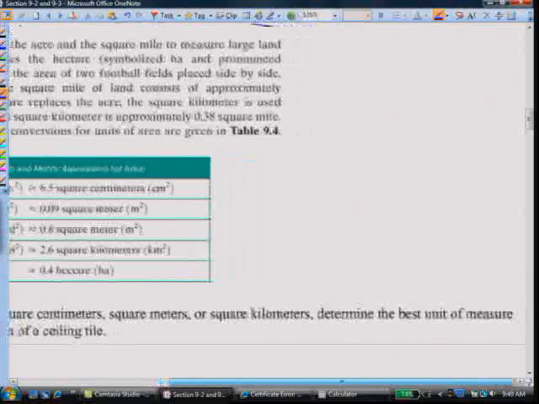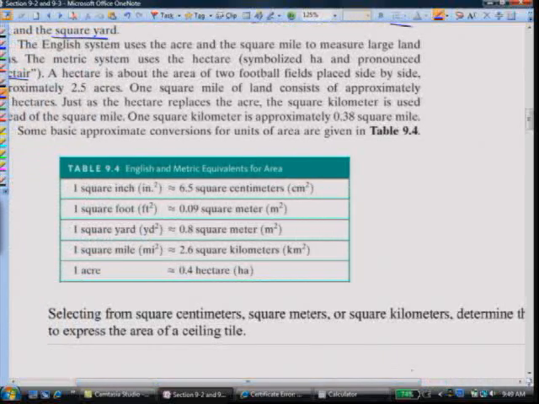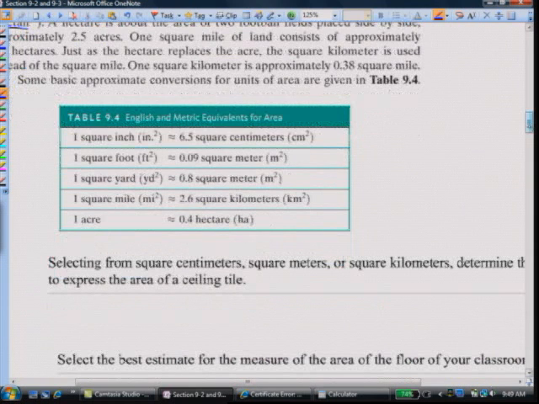Okay, it says number 9, select from square centimeters, square meters, or square kilometers to determine the best unit of measure to express the area of a ceiling tile. Square centimeters? Well, square centimeters are pretty tiny, you know. And a ceiling tile, if you're looking at it, we probably would like to talk about it in square feet. But according to the metric system, the square meter replaces both the square foot and the square yard. So I think we're going to need to go with square meter.